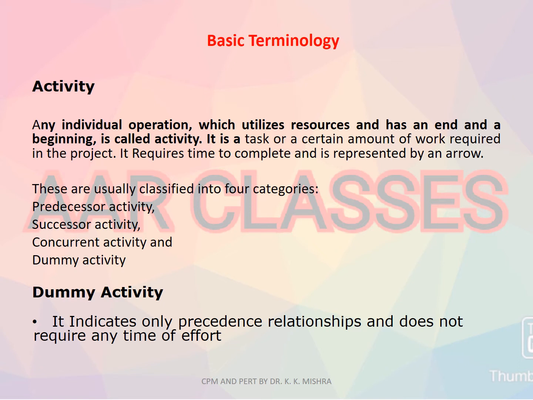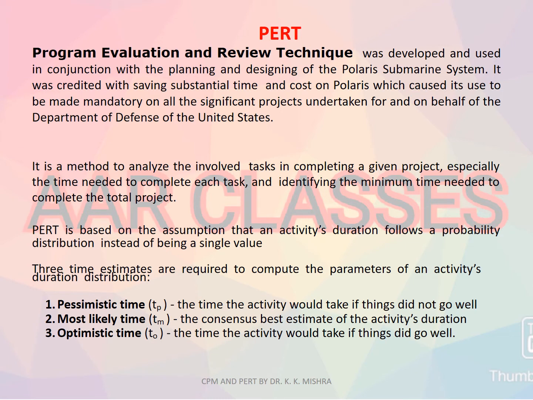As I told you, it is represented by an arrow. These may be predecessor activity, successor activity, concurrent activity, and dummy activity. Normally, a dummy activity is no activity, rather it just represents an activity to connect the network. It hardly has any initial or ending, starting or ending point. It only indicates the precedence relationships and does not require any time or effort.